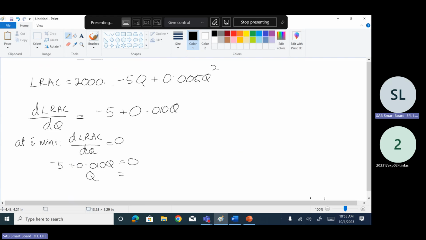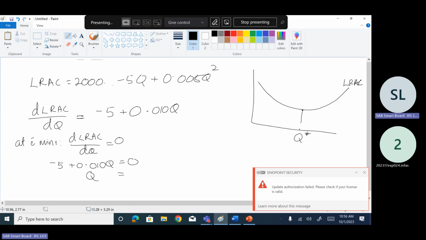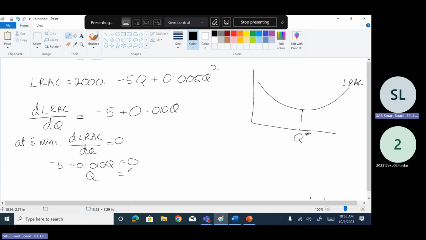We are minimizing our output level, the average cost minimizing output level. We need to find the average cost envelope curve. So here we take the slope of the curve, set it to zero, then what is the output level? How much? 500. So giving 100.